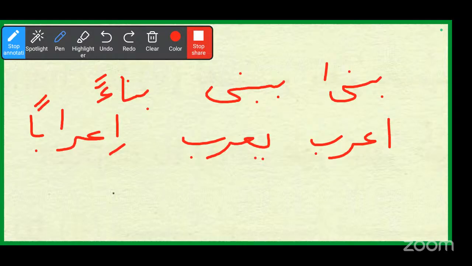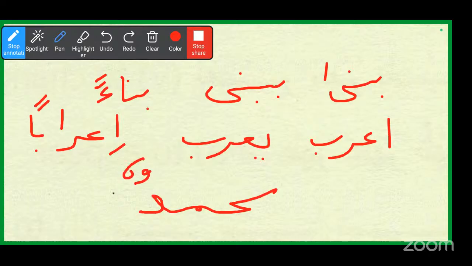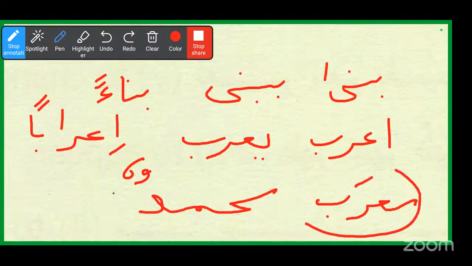What is mu'rab? Mu'rabun is a noun also. Mu'rab and mabni is the ismul maf'ul. That is what I was explaining to you. This is a word, Muhammad. If we make it mu'rab, we place an i'rab on it, then it becomes mu'rab. This word is mu'rab and I am the mu'rib.